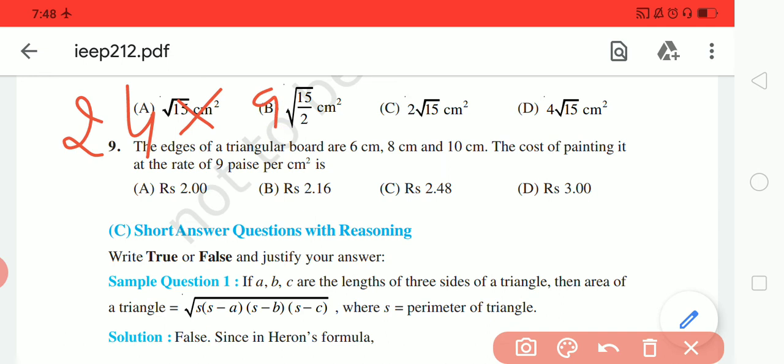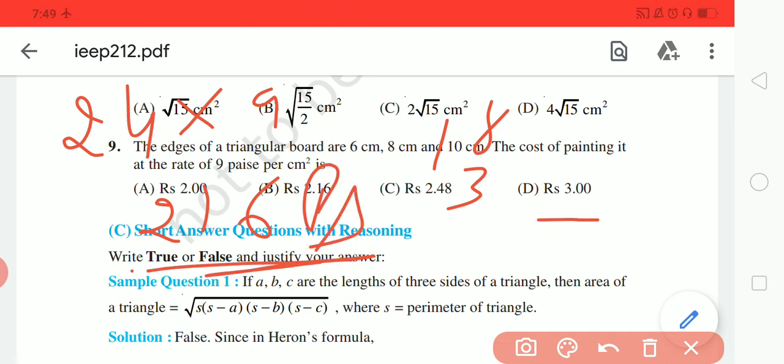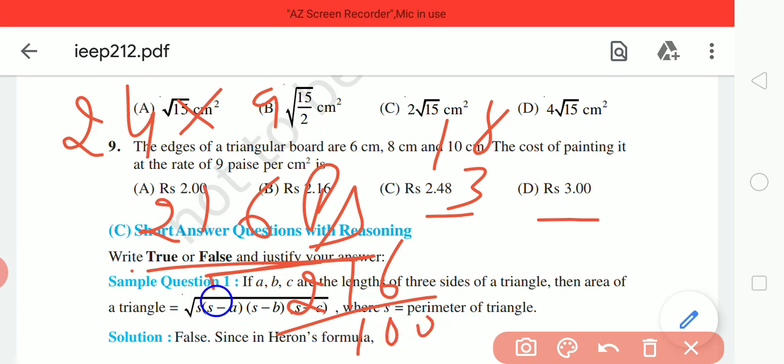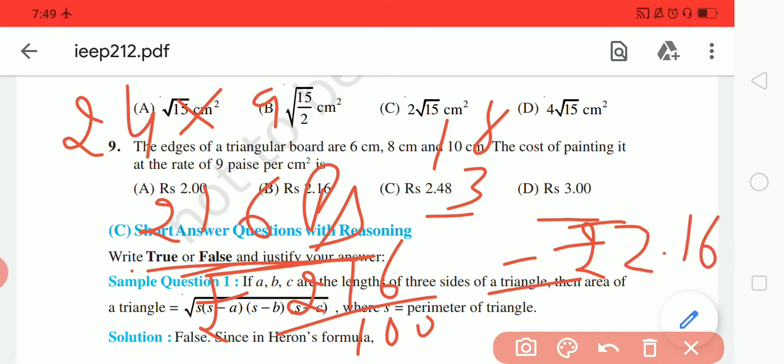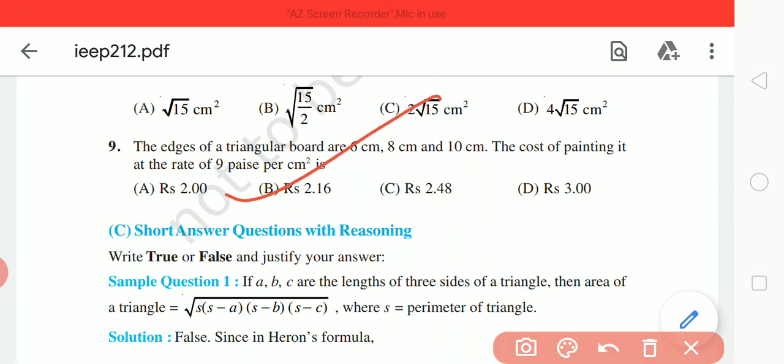Now the rate is 9 paise per centimeter square. So you will multiply it by 9, and 9 4s are 36, 9 2s are 18, and 18 and 3 is 21. So 216 paise, right? But all the options are given in rupees. So convert 216 paise into rupees. You will get 216 by 100, and that is equal to 2 rupees 16 paise. So let us check which option is showing you the same one, that is B option, right?